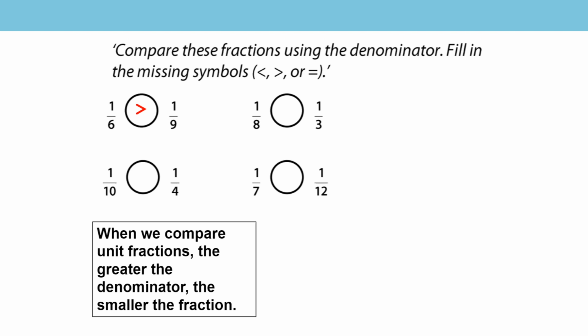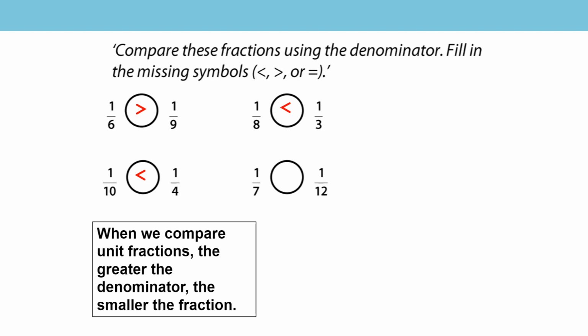Let's look at the second fraction. 1/8 and 1/3. Which one is smaller? Did you position your inequality symbol like this? If you did, you are accurate because 8 has got the larger denominator and we know the larger the denominator, the smaller the part, therefore the smaller the fraction. Now let's look at the next one. 1/10 and 1/4. 1/10 has got the larger denominator, so we know that is a smaller fraction. And this is what the inequality symbol should have looked like there.